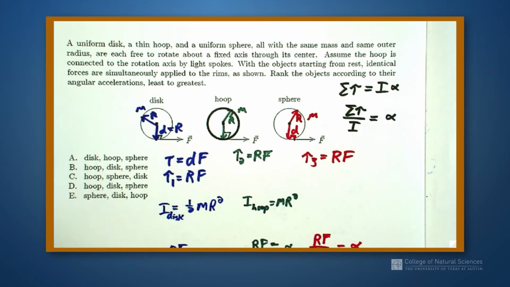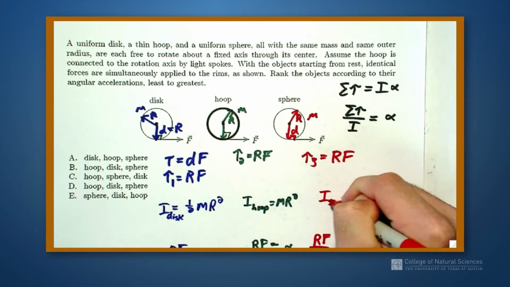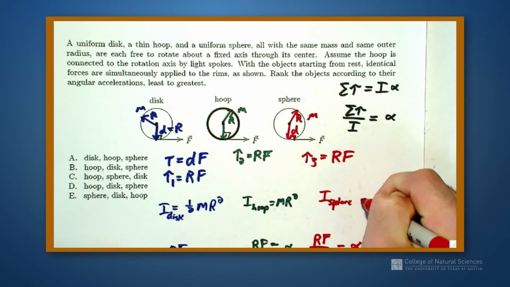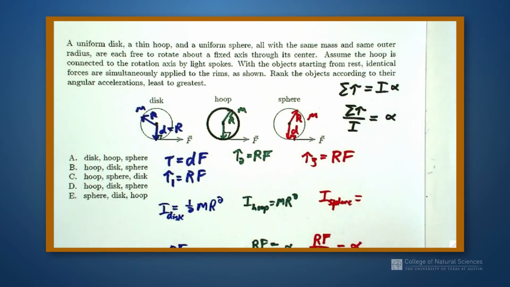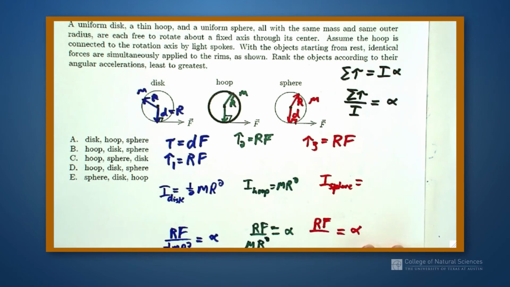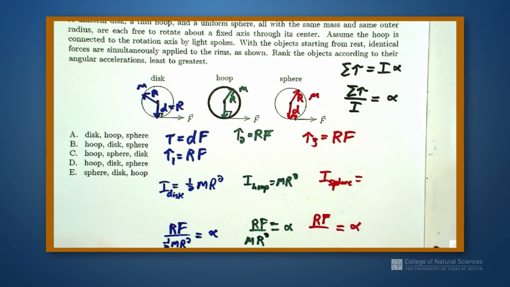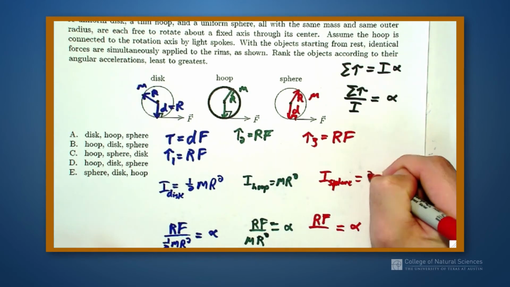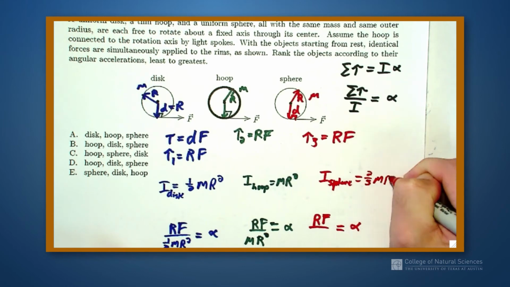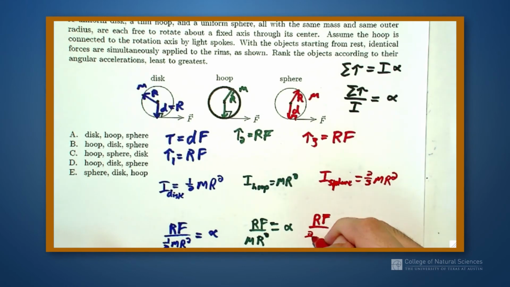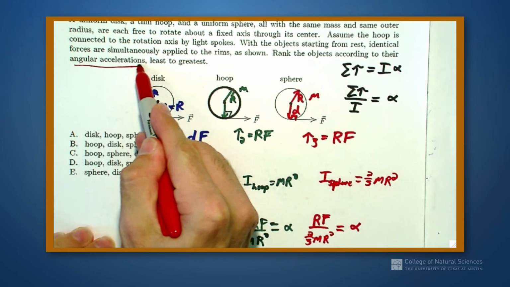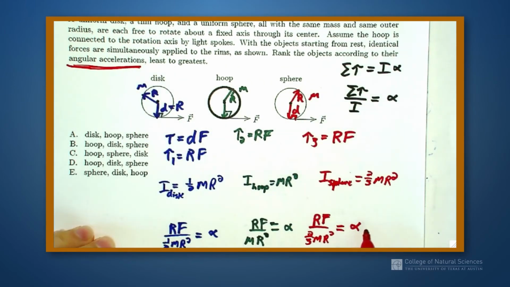And last but not least, a sphere. The moment of inertia of a sphere, just realized I'm not letting you see this stuff, is 2/5 mr squared. So we want to rank these in order from least to greatest angular acceleration. Whichever one has the largest angular acceleration is going to win.